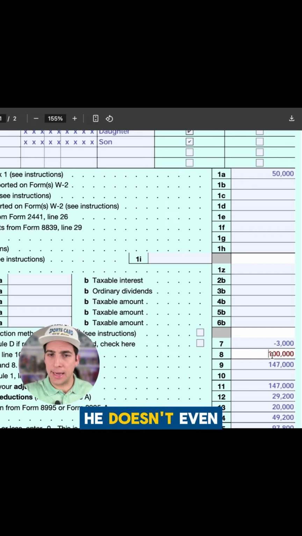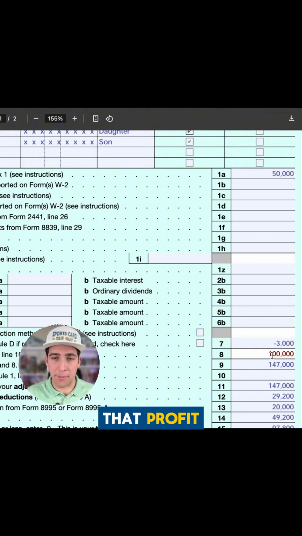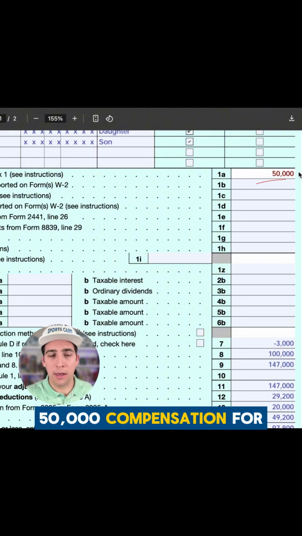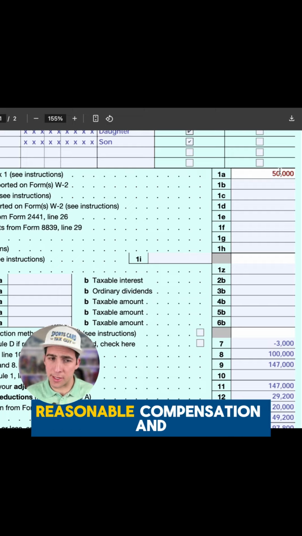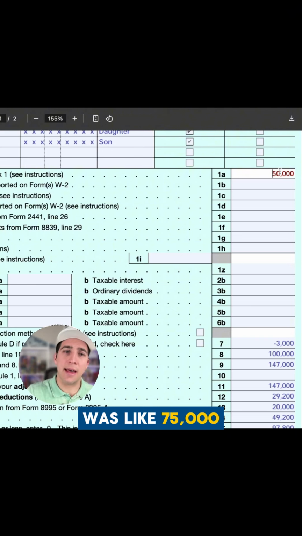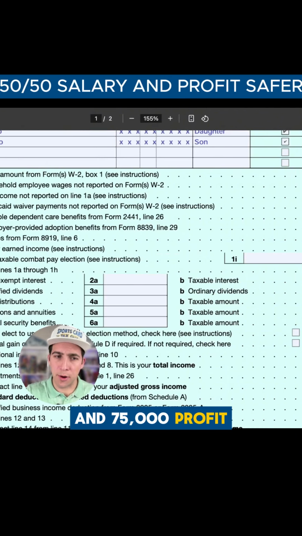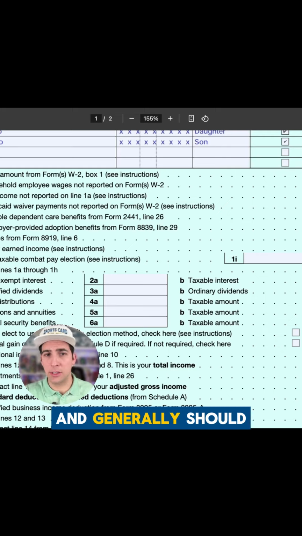$100,000 distribution. Even if he doesn't take the distribution, you still are paying tax on that profit, and then the $50,000 compensation for salary. Now, this is a little aggressive when you're talking about what's reasonable compensation and what the split is. If you're 50-50, if it was like $75,000 salary and $75,000 profit distribution, it's a little safer, but actually this is still quite reasonable and generally should be okay.